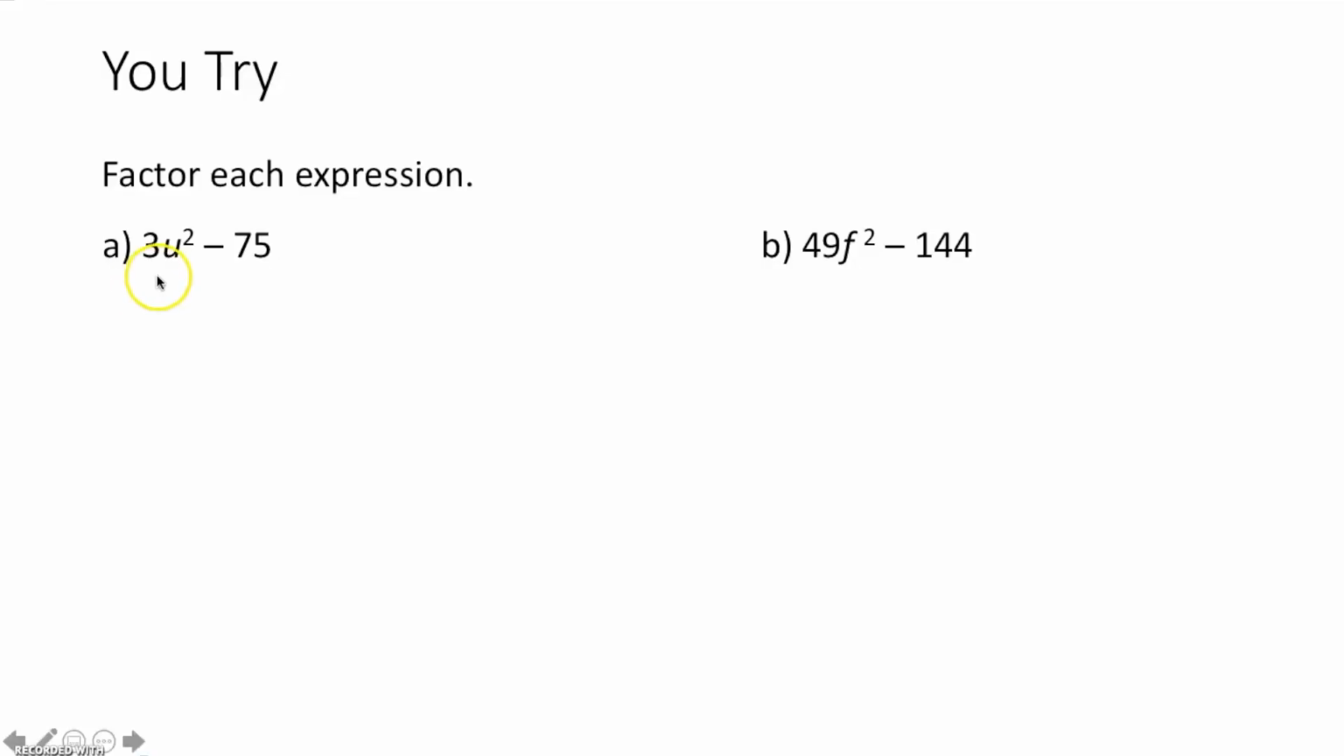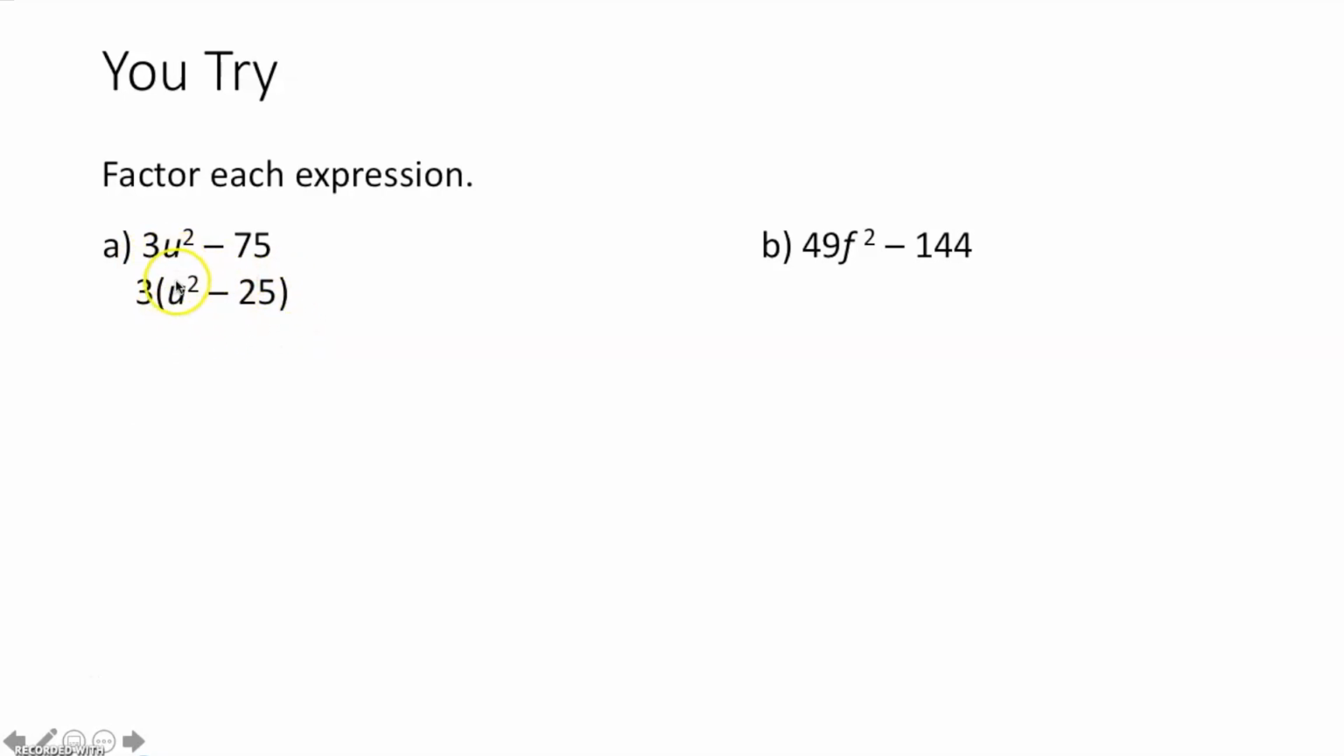You try. Okay, so again, always look for a GCF first. Is there a number or variable we can take out for both of these terms? Yeah, 3, right? We can divide each of these terms by 3. So we take a 3, put it on the outside of a set of parentheses. On the inside, we put whatever's left when we divide each of those by 3. So we get u squared minus 25.